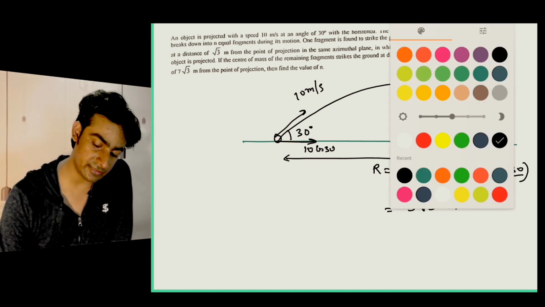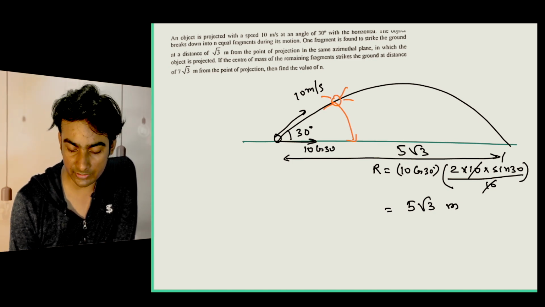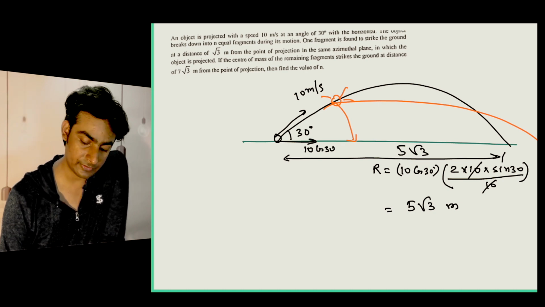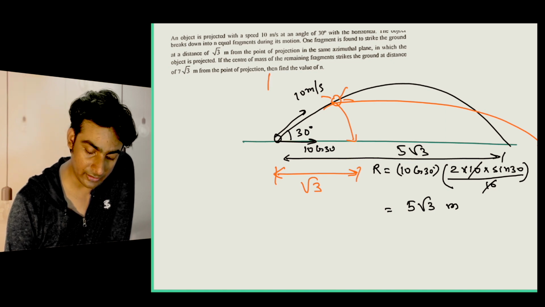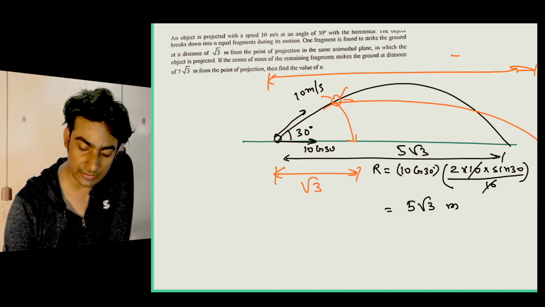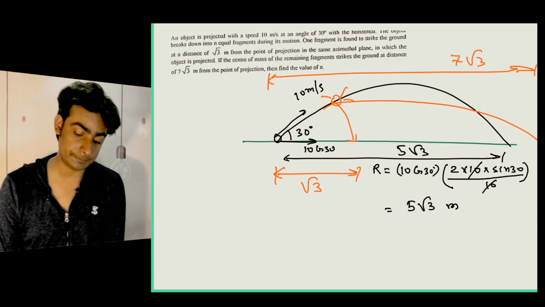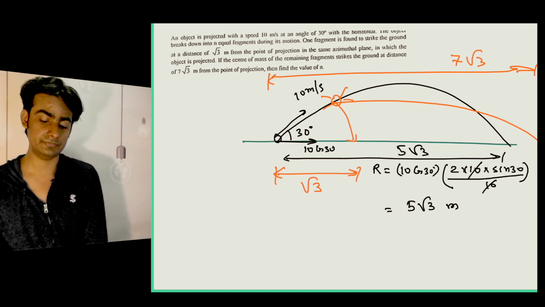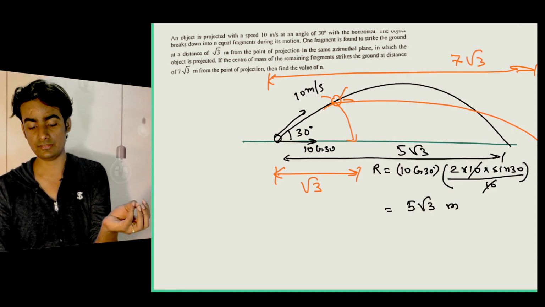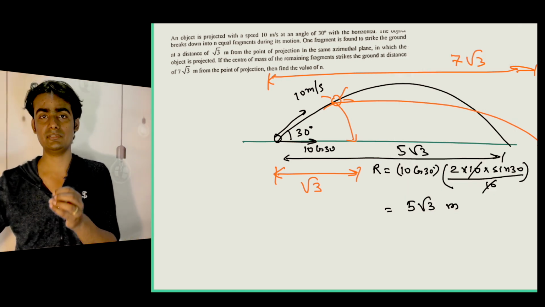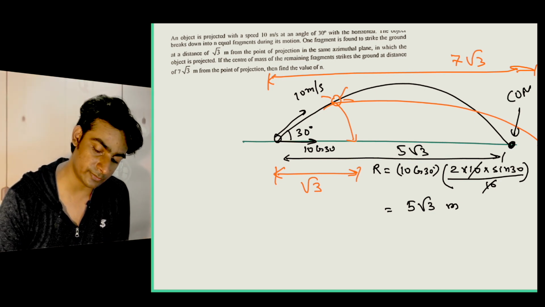Now as per the question, let's say one fragment explodes here. So one fragment reaches here, another fragment goes beyond that. This distance they have given as root 3, and they have also given this distance as 7 root 3, the remaining fragments' distance. So as per the center of mass, when all the fragments reach the ground, the center of mass must be here. We know the center of mass must be here.